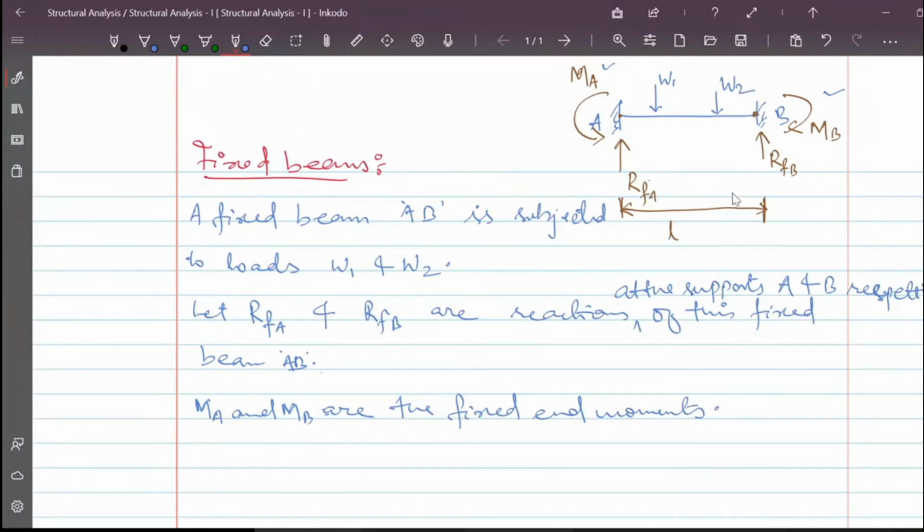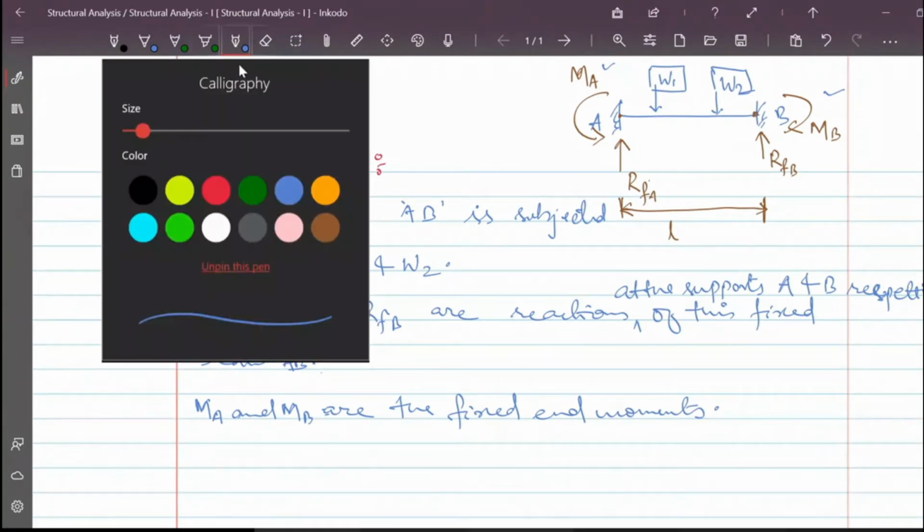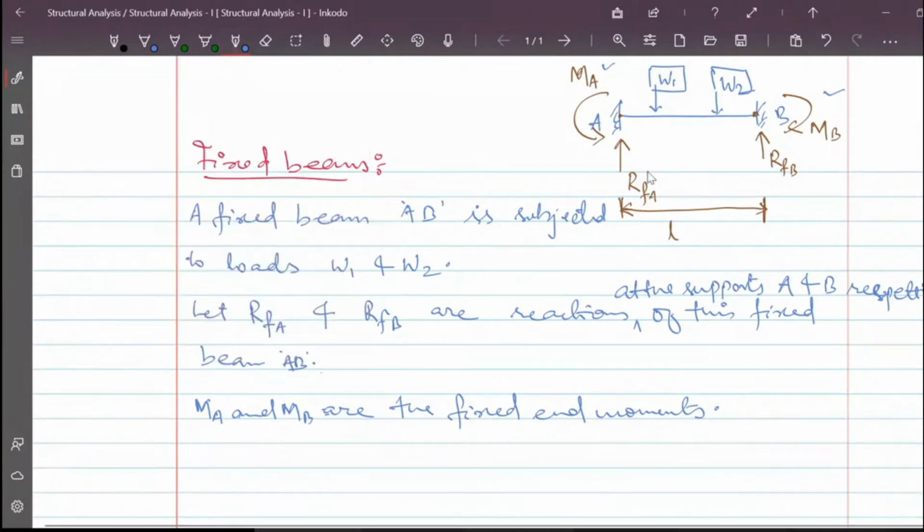So for the analysis, whenever a problem is given, generally W1 and W2 will be given, and the distances between all these things will be given. Now, what are the unknowns? The unknowns in this question will generally be RFA, RFB, MA, and MB.